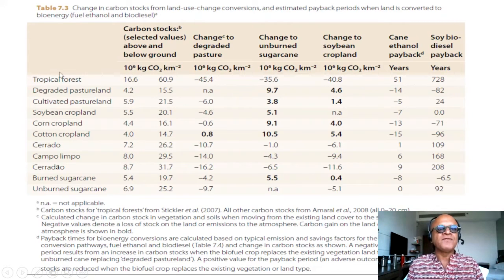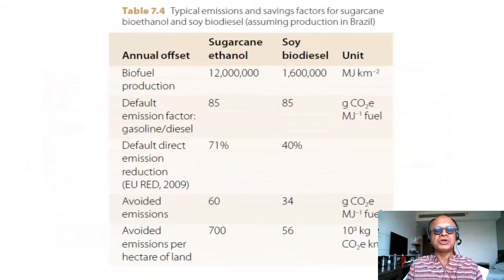Again, looking at various land use changes going from tropical forests or degraded pasture lands and so on, into above and below ground carbon stocks: degraded pasture, unburned sugarcane, change to soybean or cropland, cane ethanol payback. These are the number of years it would take for recovering the cost and reaching carbon neutrality and additional carbon sequestration. Lots of numbers, but the bold numbers are the ones that show essential gain or net uptake from the atmosphere. Negative values denote a loss of stock, meaning land emissions. You can see these are the few positive numbers in the whole table. So one has to be careful in judging biofuels as beneficial; it's not always so evident.